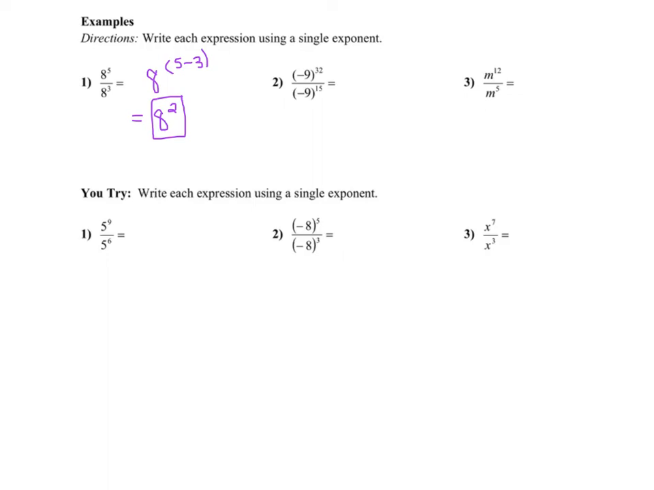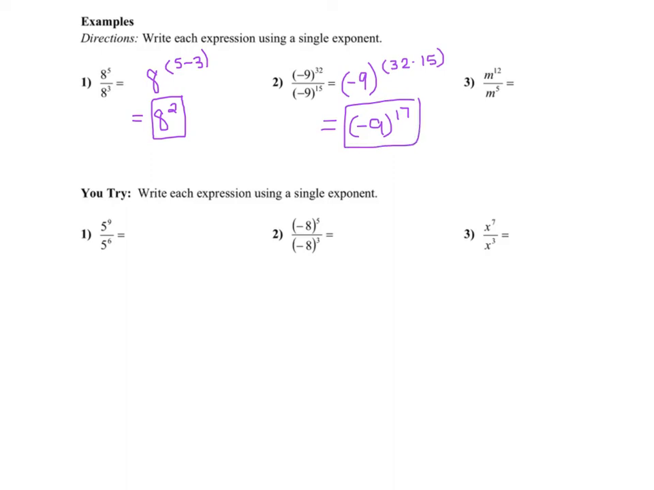Let's look at number 2. We have negative 9 to the 32nd power divided by negative 9 to the 15th power. They are the same bases, so we can subtract their exponents. So negative 9 stays in the parentheses, and then you're going to say 32 minus 15. And what is 32 minus 15? It equals 17. Therefore, your answer is negative 9 to the 17th power. And that is your answer.